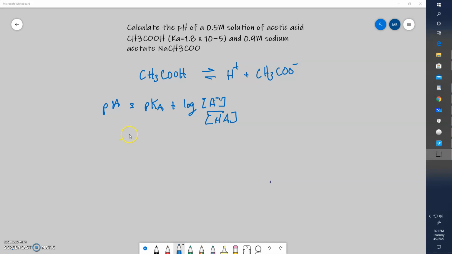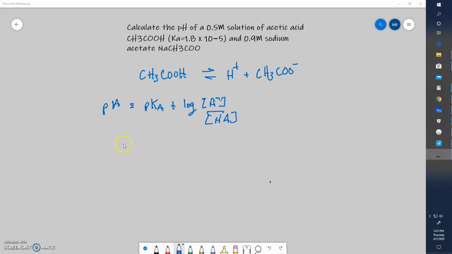So let's take a look at the calculations. The first couple were pretty straightforward. I didn't foresee any issues there, but I want to talk about this one. Calculate the pH of a 0.5 molar solution of acetic acid and a 0.9 molar solution of sodium acetate. All right, so this is a buffer problem, right? The buffer is a weak acid, acetic acid, with the salt of its conjugate, the salt of the anion. So the acetate part here is the anion, and that's the mixture of the two.